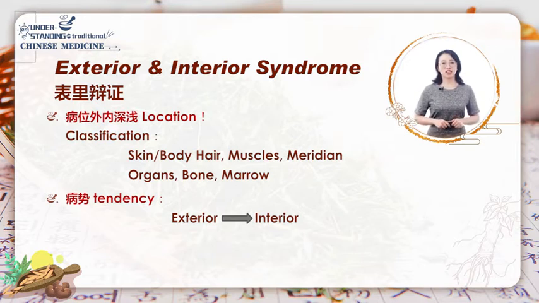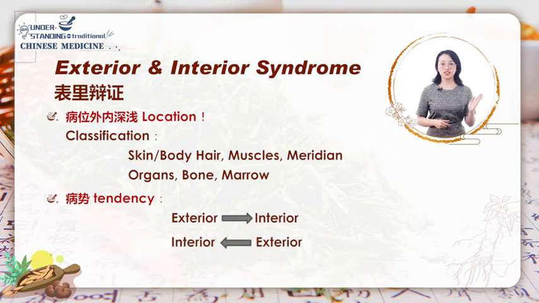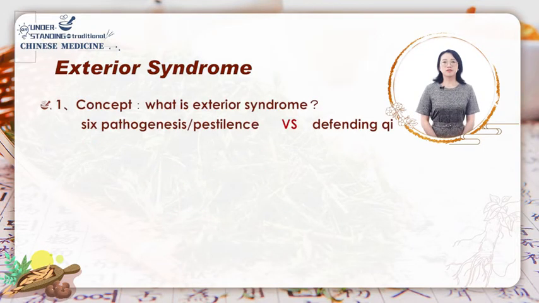Judging from the tendency of a disease, if the pathogenic factor transmits from the exterior to the interior, it indicates the deterioration of the disease. If it transmits from the interior to the exterior, it indicates the improvement of the disease. It is the very basic understanding of the stages of externally contracted diseases. Exterior syndrome appears when pathogenic factors such as the 6 pathogenic factors and pestilence invade the body. The 胃气 fights against them at the superficial level.